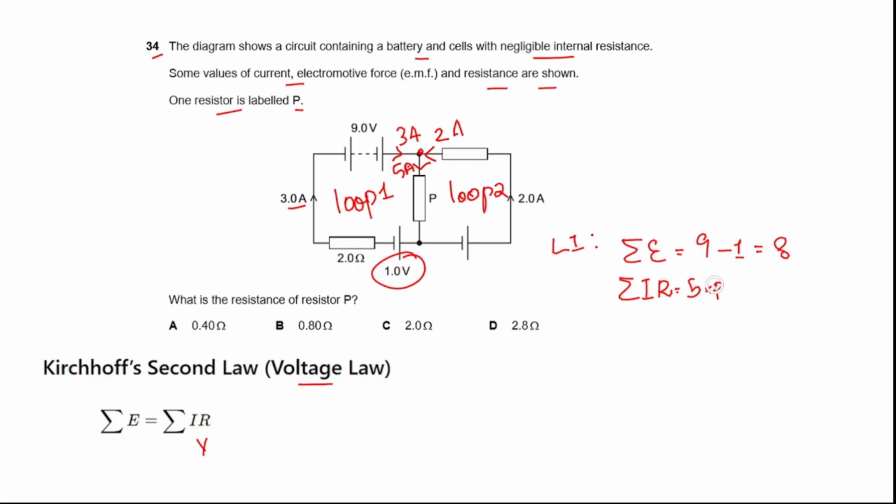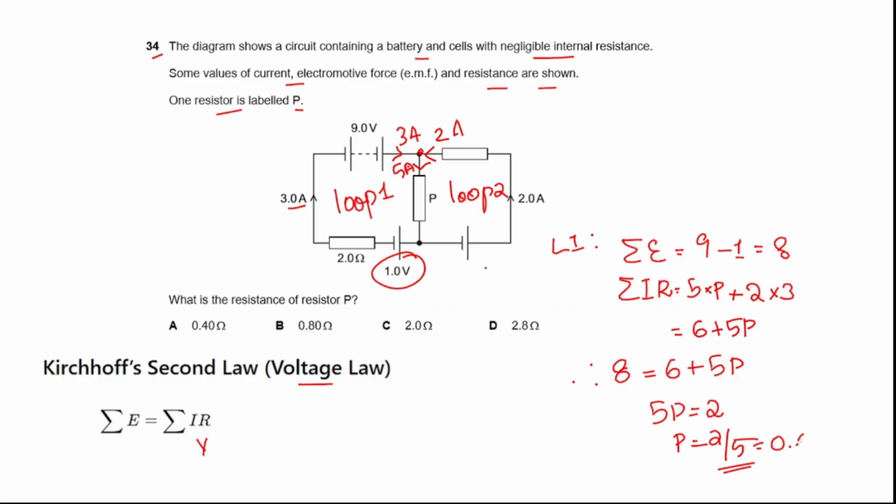the resistor value which you don't know, and the next resistor is 2, and that 2 ohm resistor is carrying only 3 amperes of current, so 2 multiplied by 3 gives 6, plus 5p. Therefore the sum of the EMF, which is 8, should be equal to the voltage drop, that's 6 plus 5p. So 5p is equal to 8 minus 6, that's 2, so p is equal to 2 by 5, and that value is 0.4 ohms. So the correct option is option A.